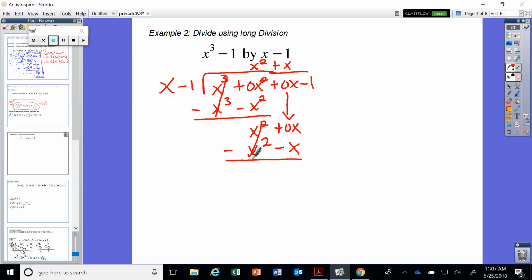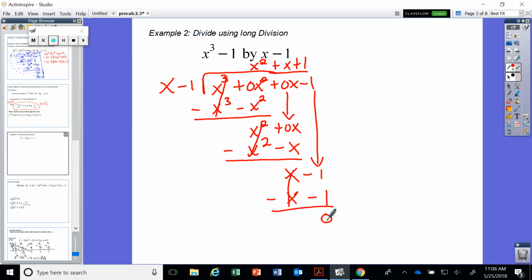So we subtract, and those will cancel. 0 plus 1 gives us an x. And then once again, we ask ourselves, how many times does x go into x? Well, of course, that's going to be 1. 1 times x is x. Bring my negative 1 on down. And 1 times negative 1 is a negative 1. All right? So once again here, guys, we see that we cancel. Negative 1 plus 1 is going to end up being a 0 as well. So we do not have a remainder in this instance.